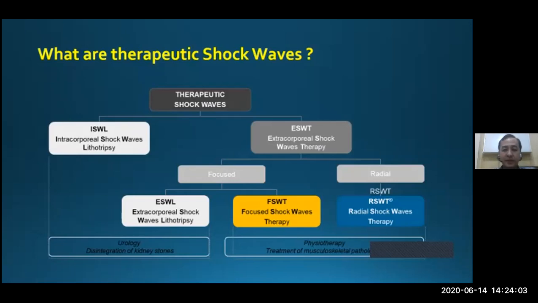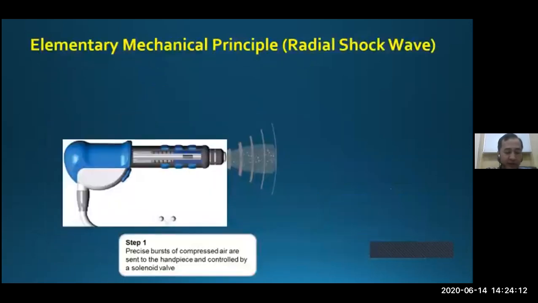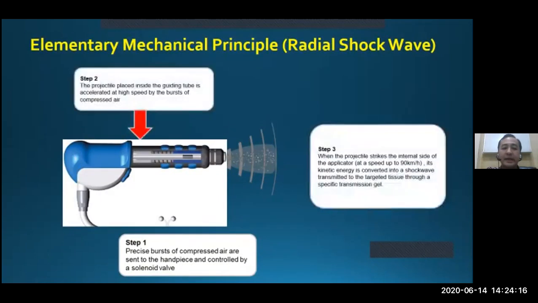So what actually is the shockwave machine? We know that the shockwave is divided into focused and radial, and this is an example of the radial one. Actually, there are a lot of devices that could produce shockwave, and shockwave could be produced in many ways, by electromagnetic or by piezoelectric. Here I give an example.